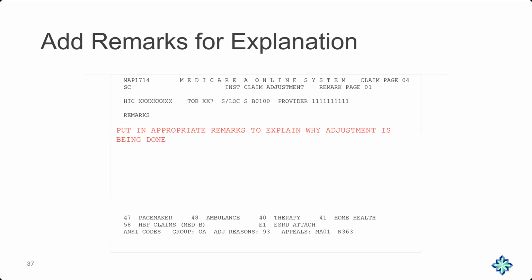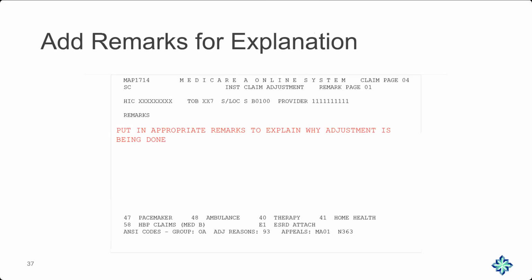Some highlights are if a claim or a line on a claim was medically reviewed, you'll have to submit an appeal. You'll actually get an error if you're trying to adjust a claim that was medically reviewed. If the claim was rejected and it did not post to the patient's master record on common working file, there wouldn't be a need to do an adjustment. You could just send a new claim.